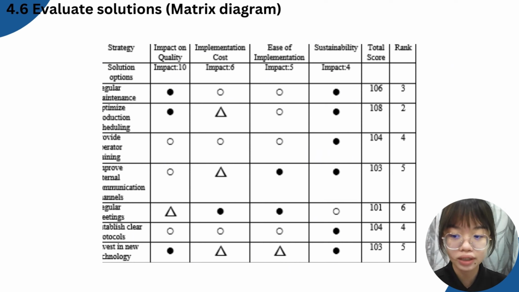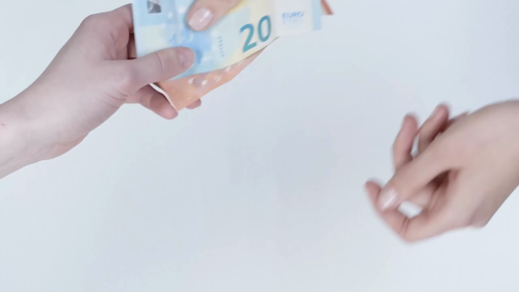First, impact on quality. This was assigned the highest impact score of 10 because improving the quality of our manufacturing products is our top priority. An effective solution will significantly enhance our product quality. Second, implementation cost. Given an impact score of 6, implementation cost is crucial as it helps in reducing production costs. Keeping our expenses in check is essential for the financial health of the company.